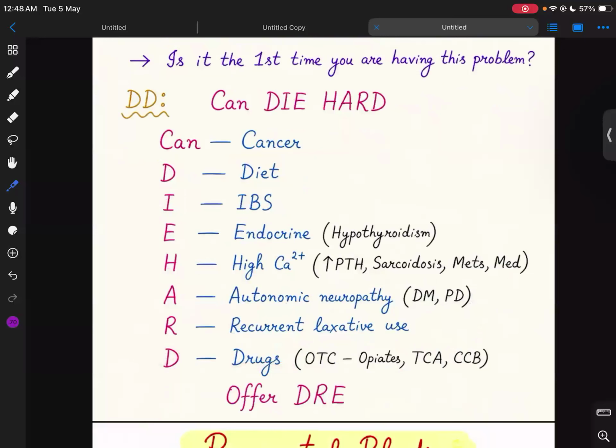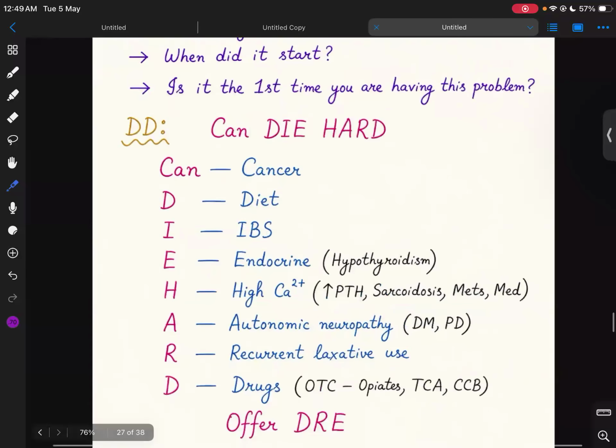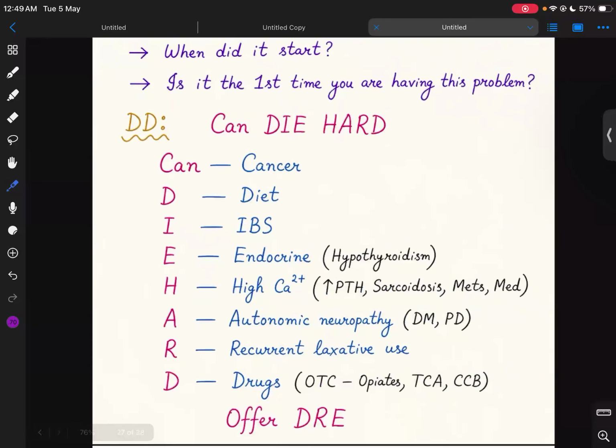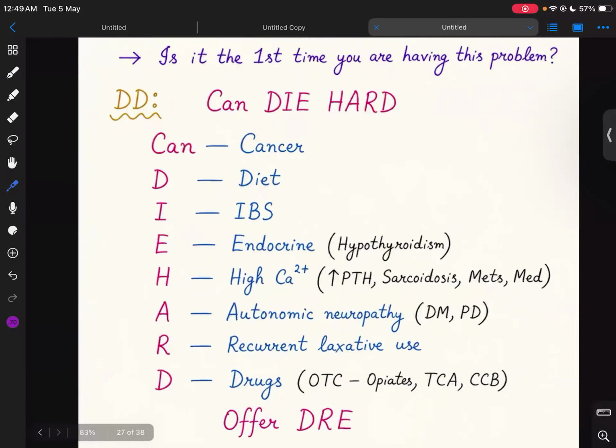Here the mnemonic is OTC, that is over the counter. O goes for opioids, T goes for tricyclic antidepressant, which is an anticholinergic drug, and C goes for calcium channel blocker. So what will be the initial screening question for each of them? Let me discuss in brief.